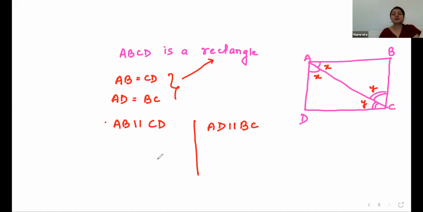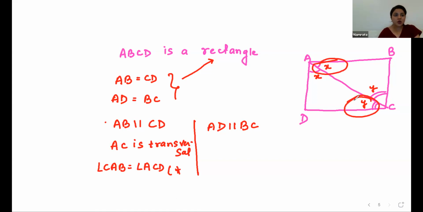Yes, ma'am. Okay. So if AB is parallel to CD and AC is transversal, then we can say that angle CAB is equal to angle ACD, alternate interior, right? I'm saying that this angle is equal to this angle, right? Alternate interior. Can we say like that? Yes, ma'am, we can say. So here we got X is the same as Y.